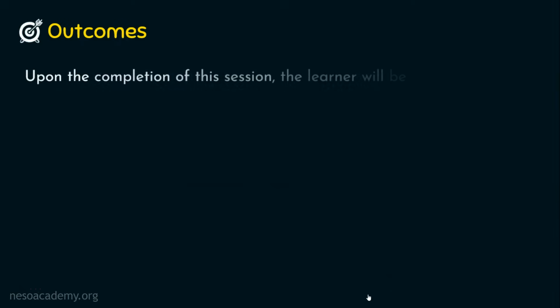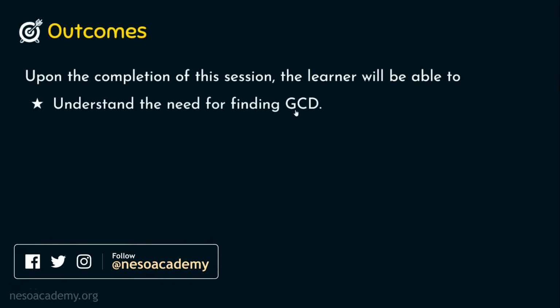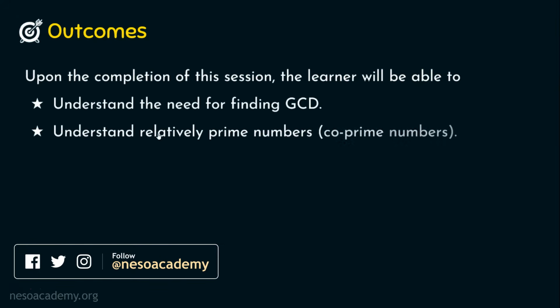Upon the completion of the session, the learner will be able to understand the need for finding GCD, and outcome number 2, we will understand relatively prime numbers, which is also called co-prime numbers.